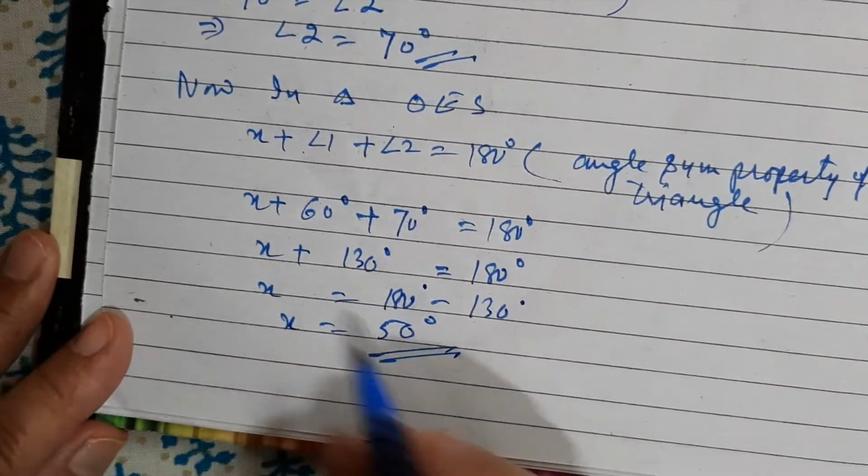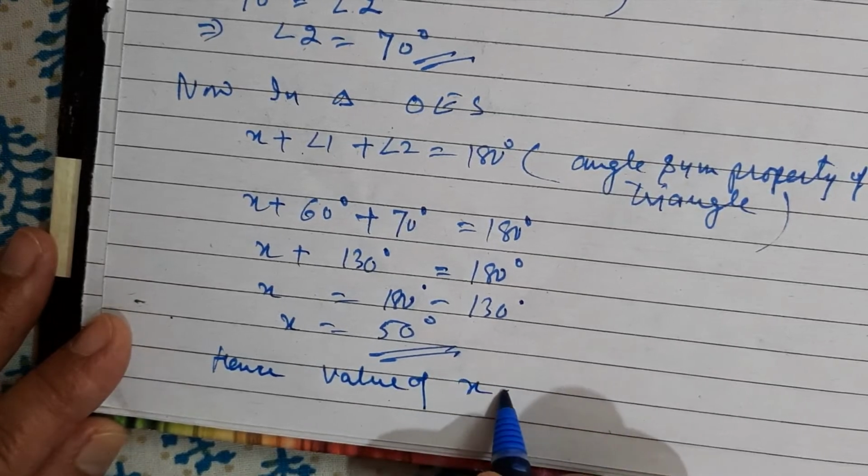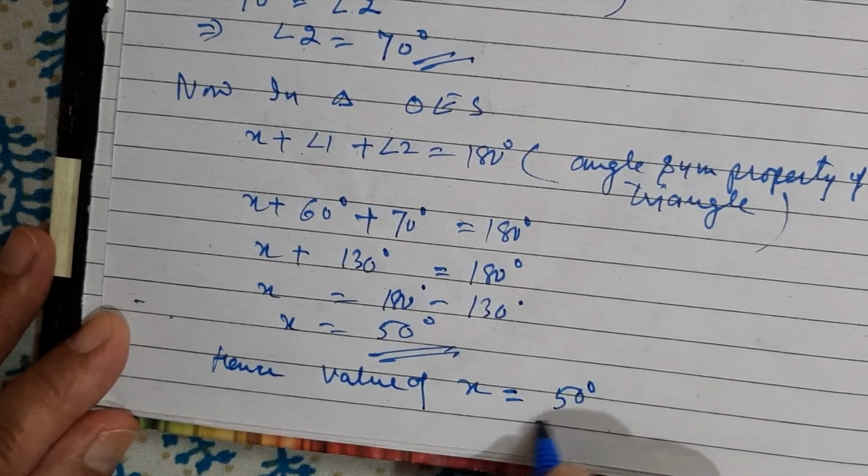So, hence the value of x is equal to 50 degrees.